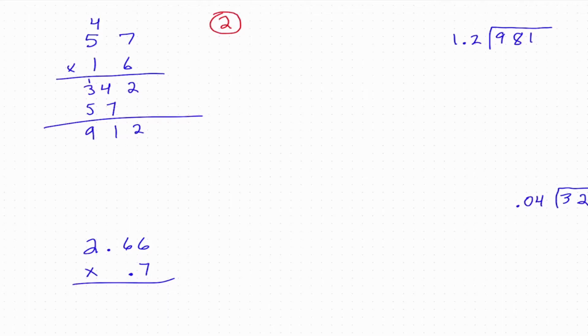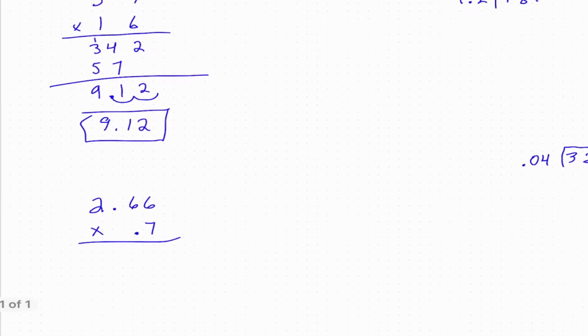Now we wrote down this number 2 here, so we know we have to put that many decimal places back into our answer. We start at the end here and move that decimal place in 2 spots. So our answer would actually be 9.12.